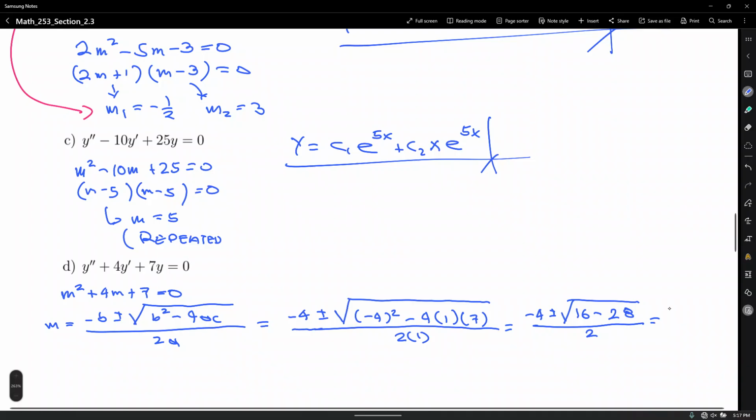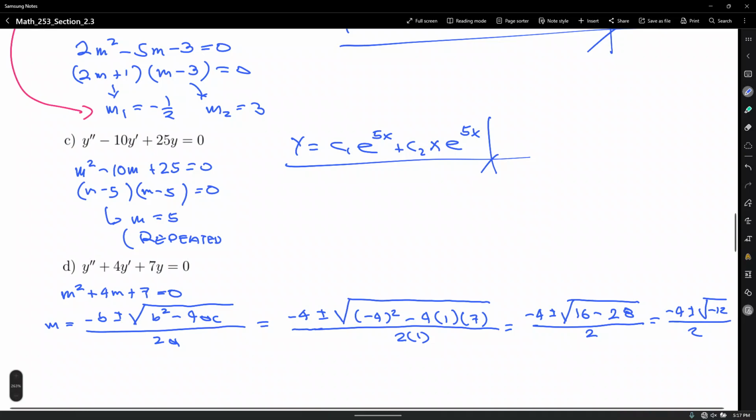Divided by 2. Okay, plus, oh, wait. Negative 4 plus or minus the square root of 16 minus 28. Is that negative 12? Ooh. Negative radical, okay, negative 12 over 2. We'd better simplify these in terms of complex numbers in the form alpha plus beta i.